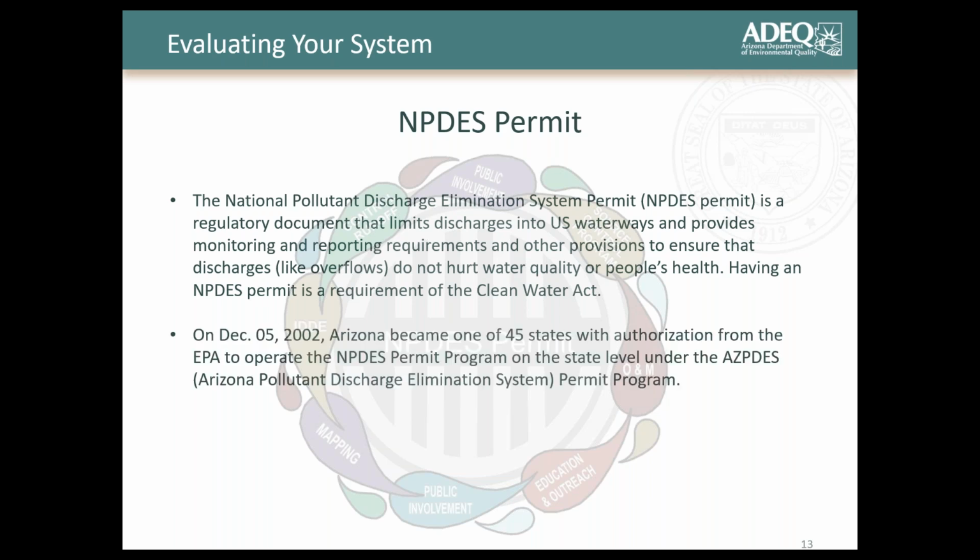Now, important for the state of Arizona, on December 5th, 2002, Arizona became one of 45 states with authorization from the EPA to operate the NPDES permit program on the state level under the AZPDES permit, the Arizona Pollutant Discharge Elimination System permit program.